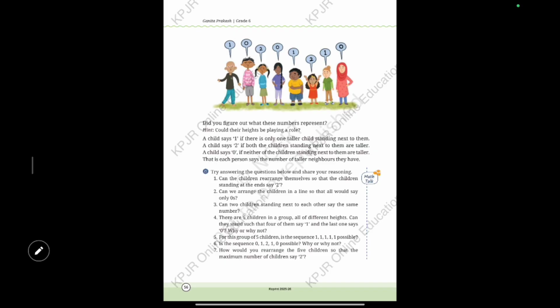This is only possible when all of them are of the same height. So is this possible? Since all of them are of the same size, it will be possible. All of them should say 0 if all are of the same height. But they are of different heights, so it's not possible. Got it?